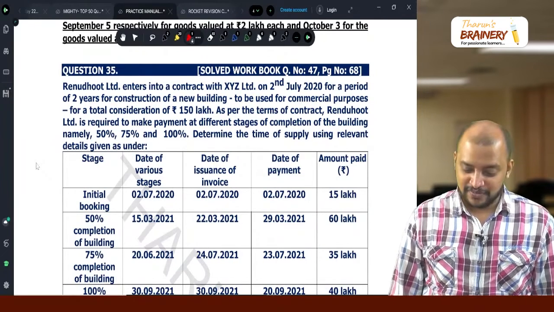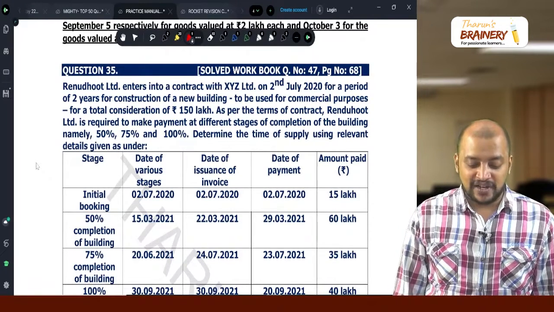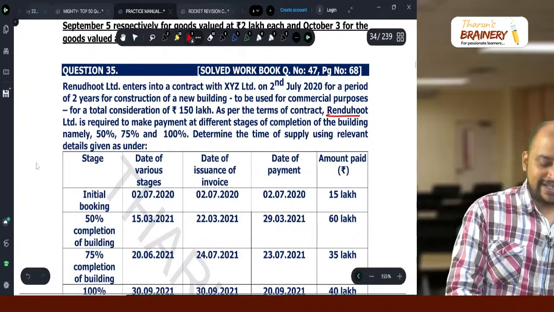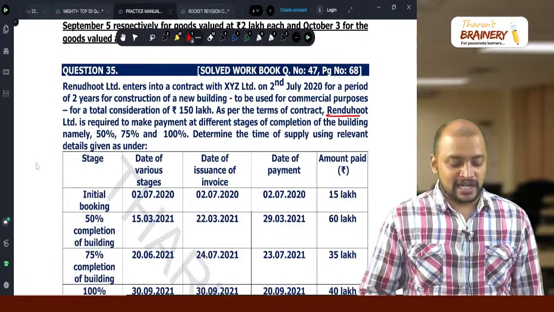they change the name here. So it's Renudut only. So it is required to make the payment at different stages of completion of the building, namely 50%, 75% and 100%. So determine the time of supply using relevant details.